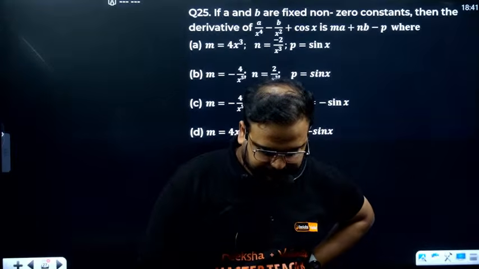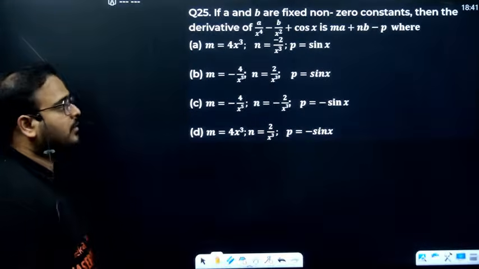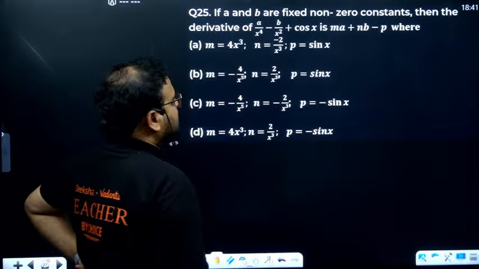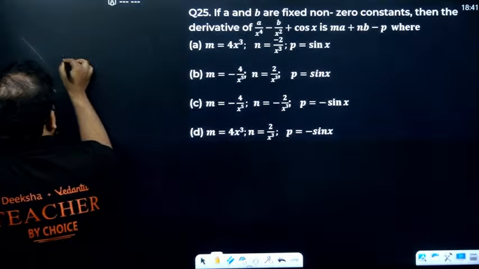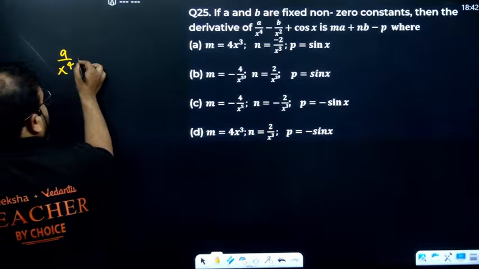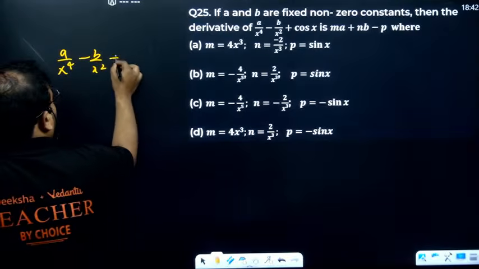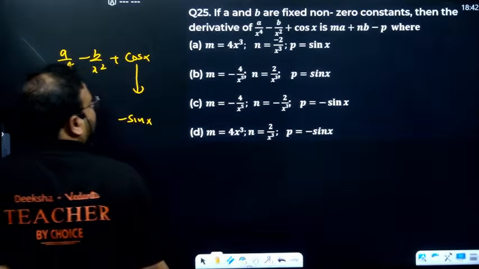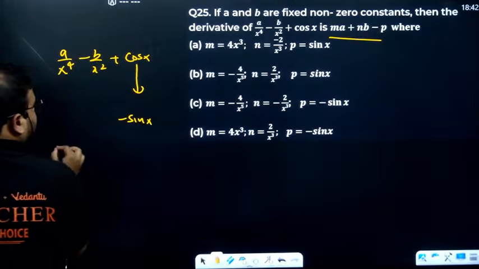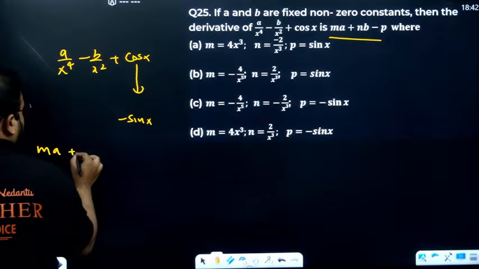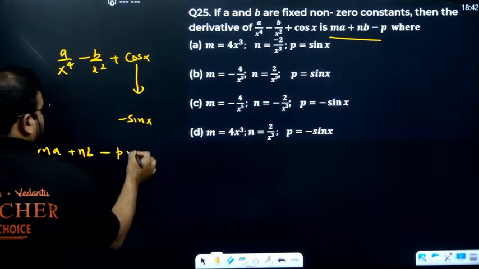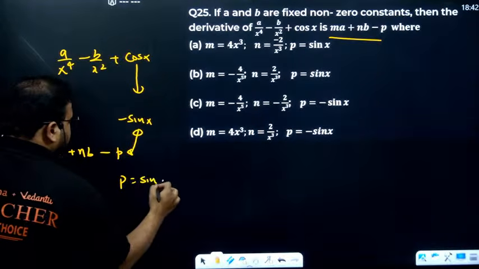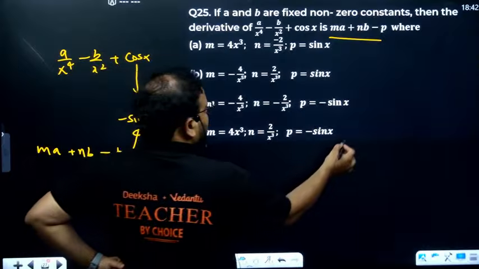Question number 25. If a and b are fixed, non-zero constants, this is a simple question. This is what they've given you. The function is a upon x power 4 minus b upon x square and plus cos x. Differentiate cos, you'll have minus sin x, right? And what they've given is, please check, ma plus nb minus p. So if you compare these two, to compare the value of p, my p value is only sin x. So this option is gone, this option is gone.